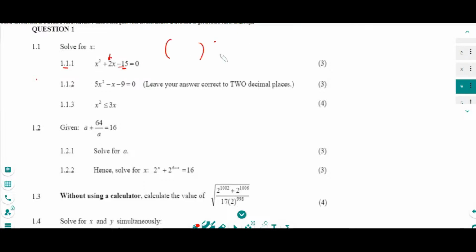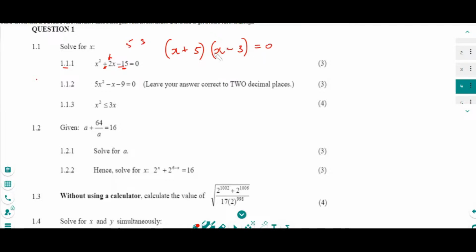So I can open my two brackets. That's x and x. The two numbers would be 5 and 3. So I'll use a 5 there and a 3 there. Since this is a positive, my positive will be there, and that will be a negative. I'll equate this to 0.